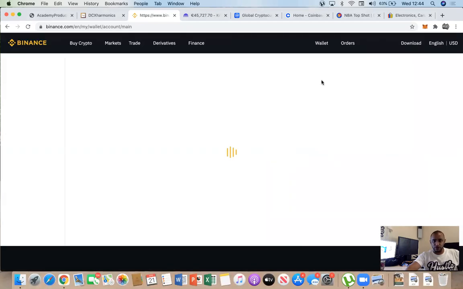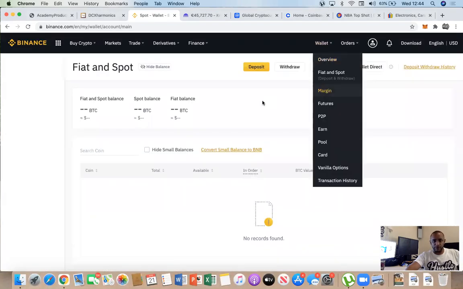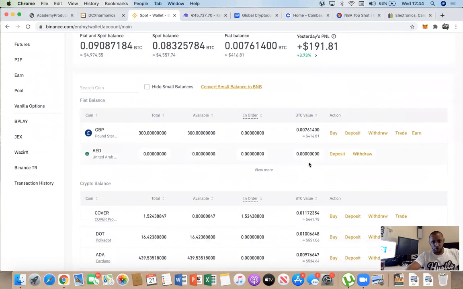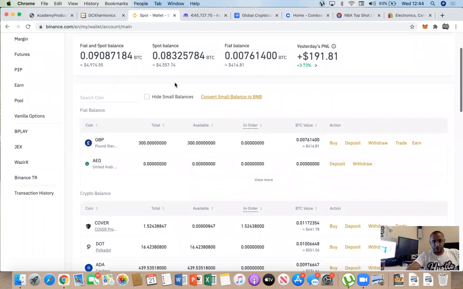So let's go into wallet, fiat and spot, and it brings you to this screen here. This screen shows you all your available amount that you've invested in and what you've just put in. Once you deposit money via your bank transfer or your card into GBP, it ends up here, Great British Pound. You with me? So my 300 has obviously turned out to be $416.